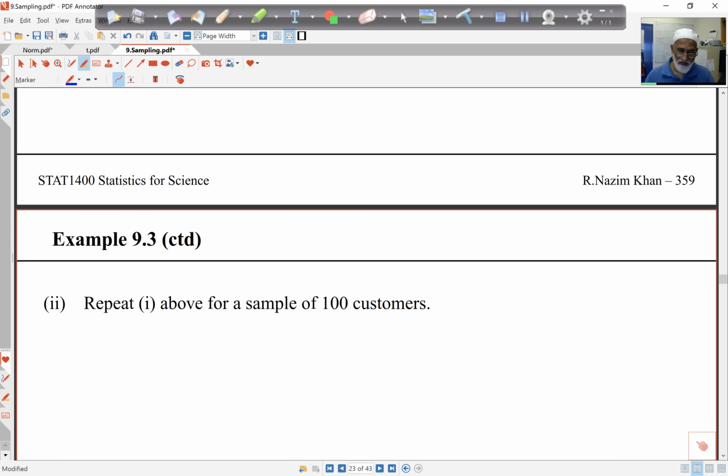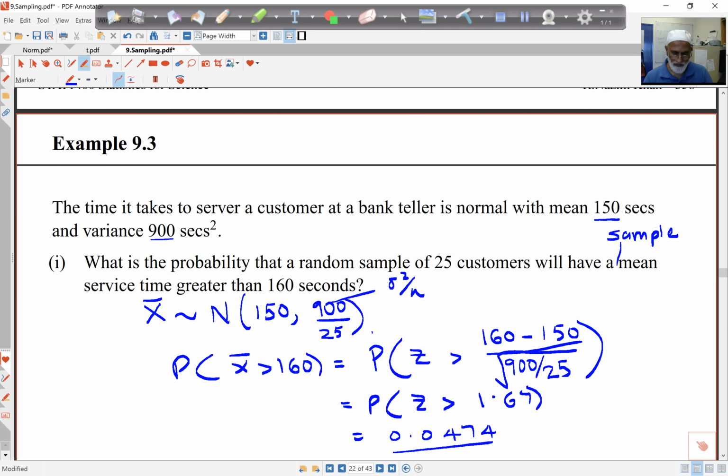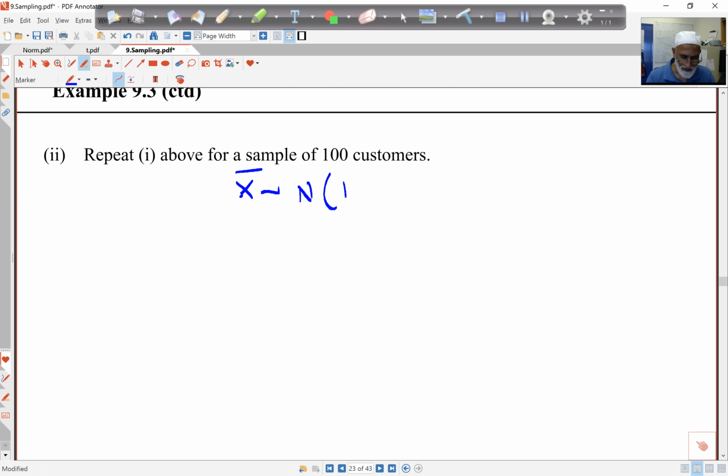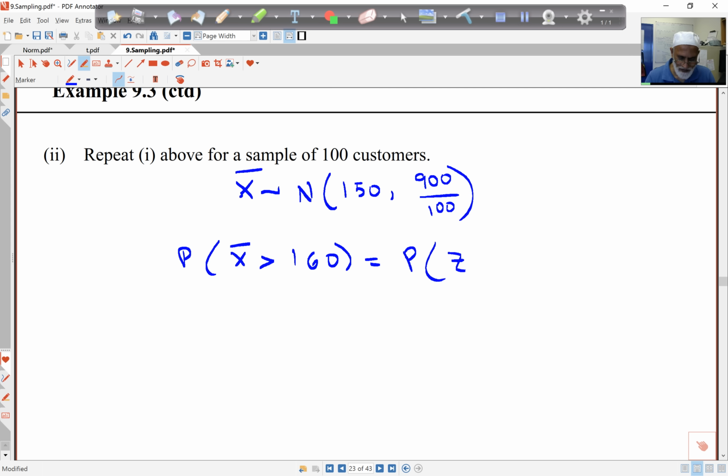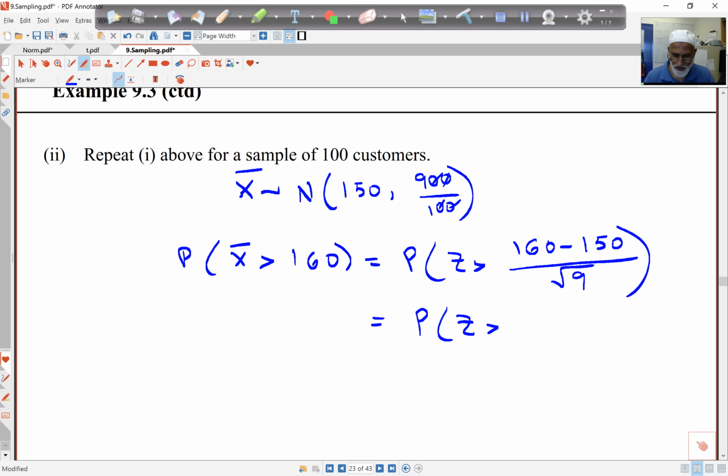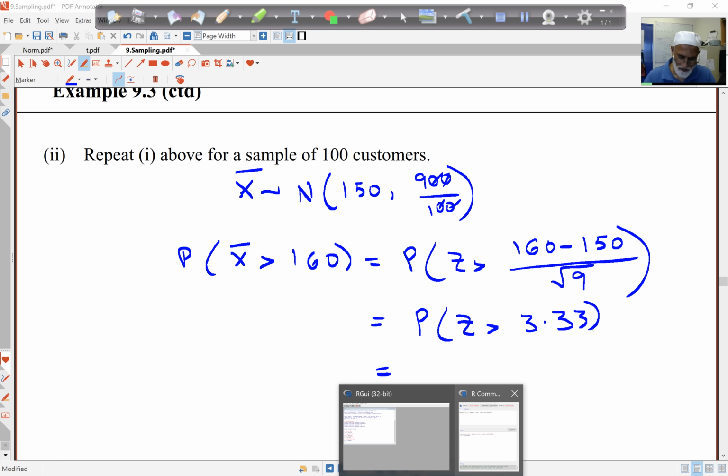Part 2 says, I'll do the same but with 100 customers now. So now my x bar is still normal. The mean still stays as it was before, 150 seconds. The variance is sigma squared upon n, 900 over 100. I want the probability that x bar is bigger than 160. That's the same as the probability that Z is bigger than 160 minus 150 over the square root of 9, since 900 over 100 works out to be 9. That's the probability of Z being bigger than 10 over root 9, which is 3, so it's 3.33. So again I'll use R for that.